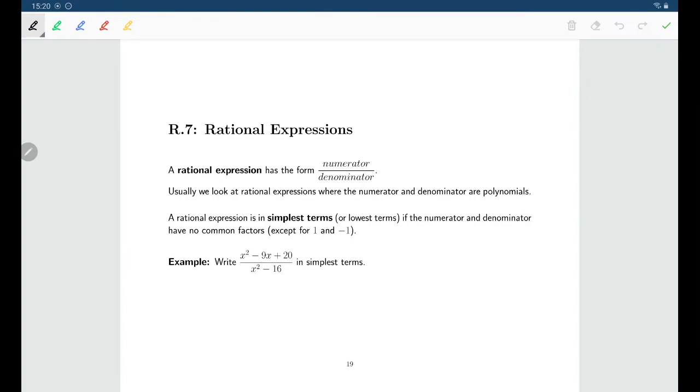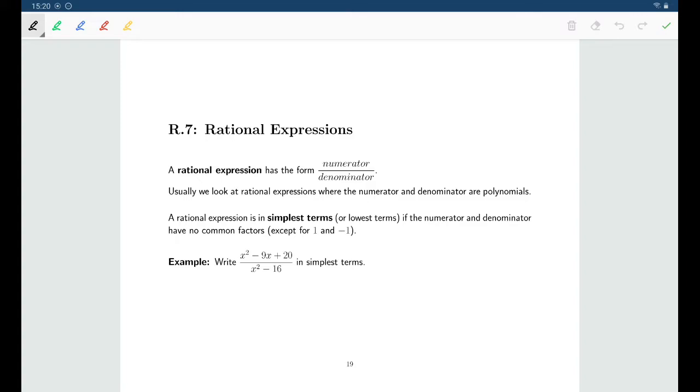Welcome back. In this section, we're going to be talking about rational expressions, which basically means things that look like fractions, things that have a numerator and a denominator. And typically, we're talking about things where the numerator and the denominator, or both, happen to be polynomials. A lot of the things that we'll say about rational expressions are similar to things that you would have said about fractions back in the day.